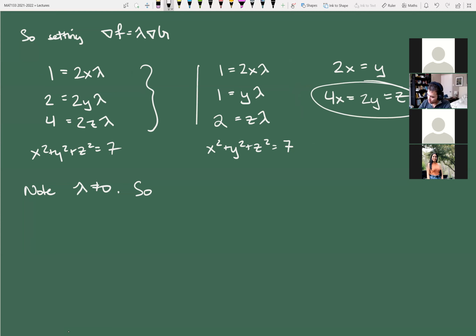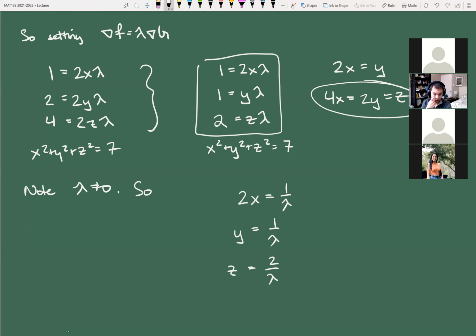So let's take these 3 equations now and write them. So I get something like 2x is equal to 1 over lambda, y is equal to 1 over lambda, and z is equal to 2 over lambda, right? Do you agree? I can divide by lambda because lambda is not 0, right? So, okay. And actually, maybe let me just keep this as z over 2. I just want the right-hand side to be all 1 over lambda. And because they're all equal to 1 over lambda now, they're all just equal to each other. So 2x equals y equals z over 2.